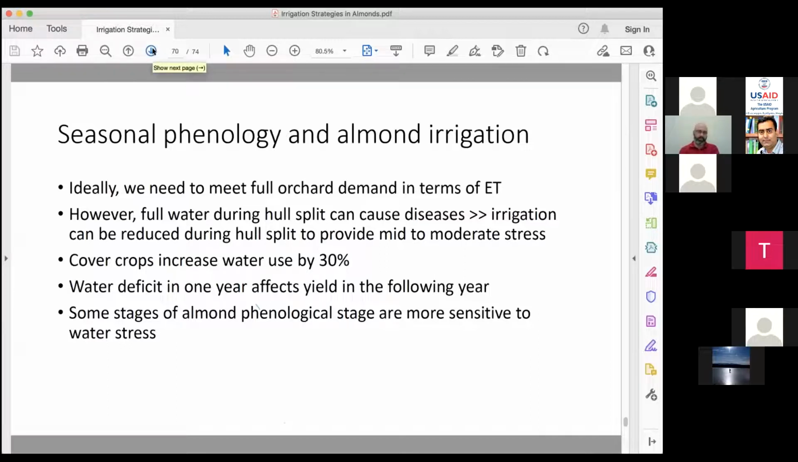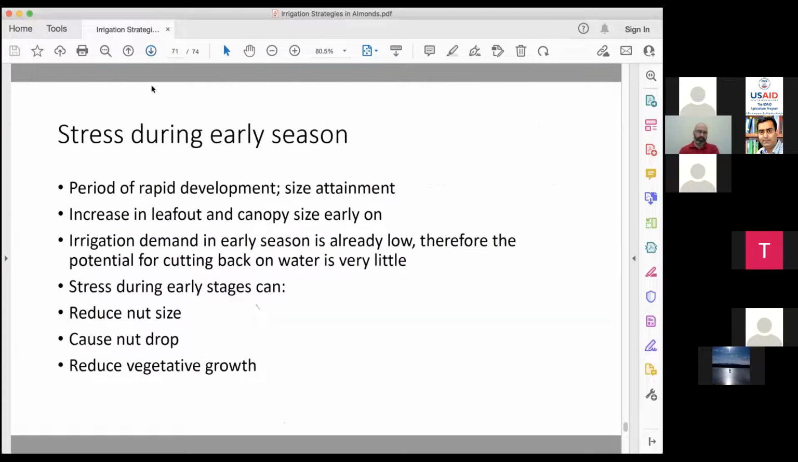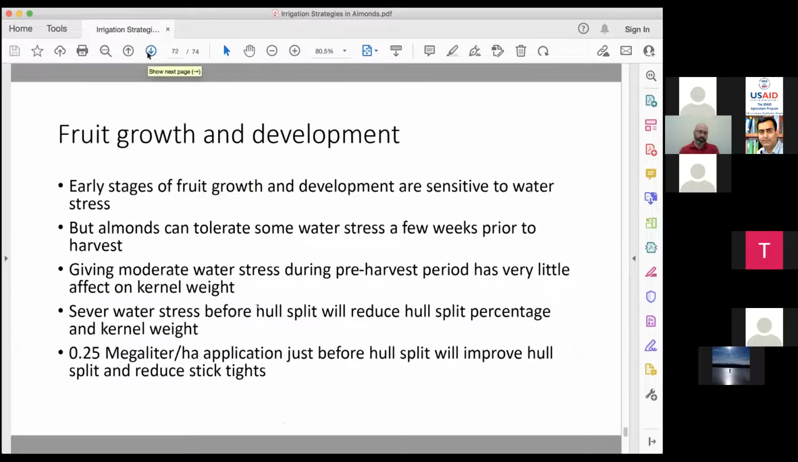And then some stages of the development are more sensitive to water stress. Stress during early season reduces size. We already went through the details. Stress can cause nut drop. During fruit, each one of the development stages, we already actually went over these. So this is just summarizing all the points.